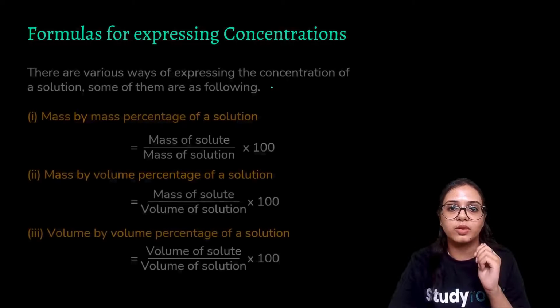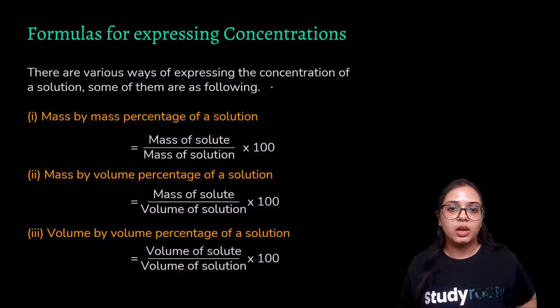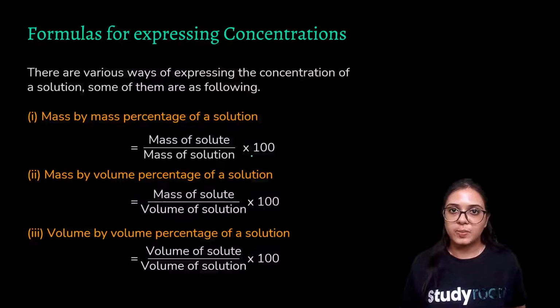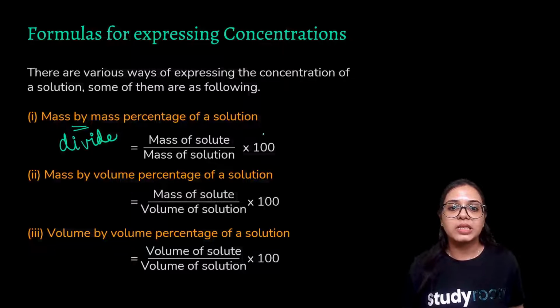Formulas for expressing concentrations. We have three formulas to express concentrations. Let's have a look. Mass by mass percentage of a solution means you're taking the mass of the solute and dividing it by the mass of the solution, and because you have to obtain a percentage, you're multiplying it by 100.